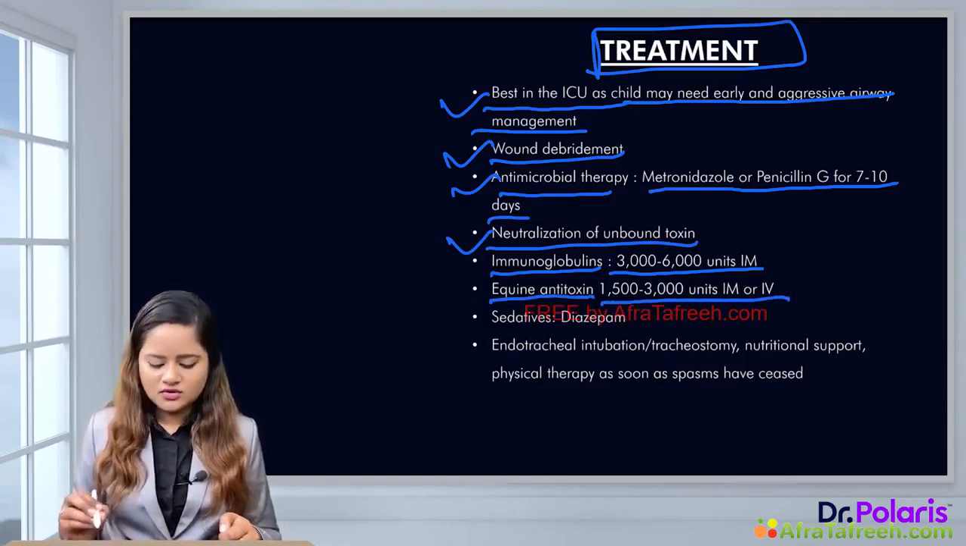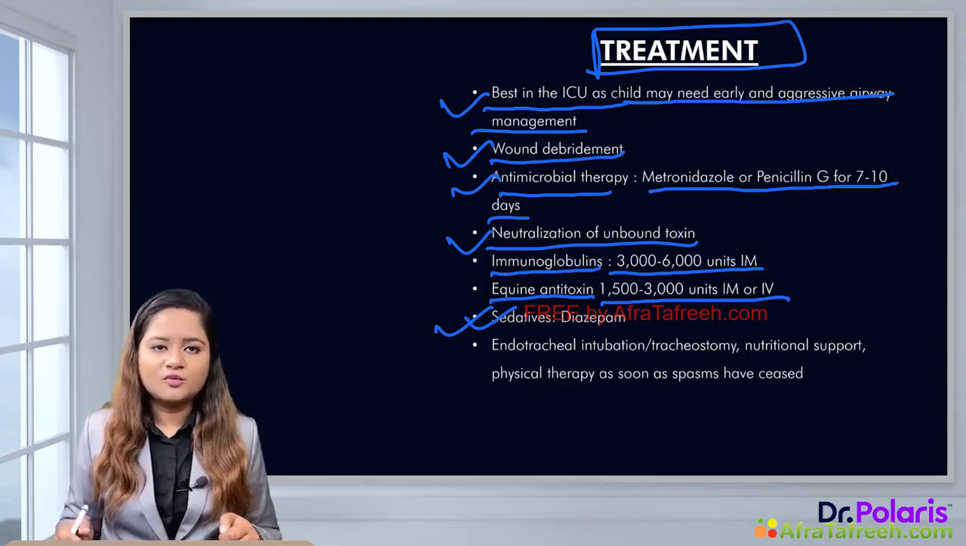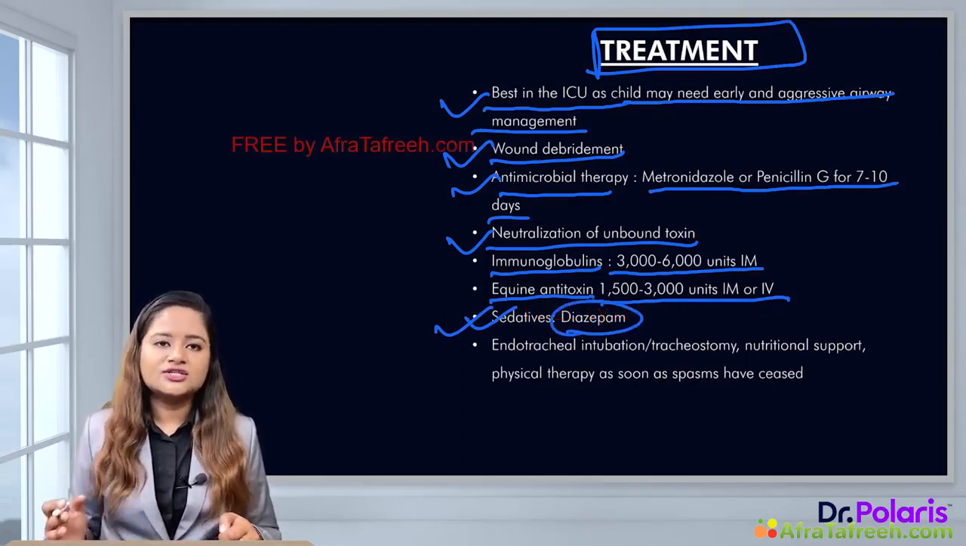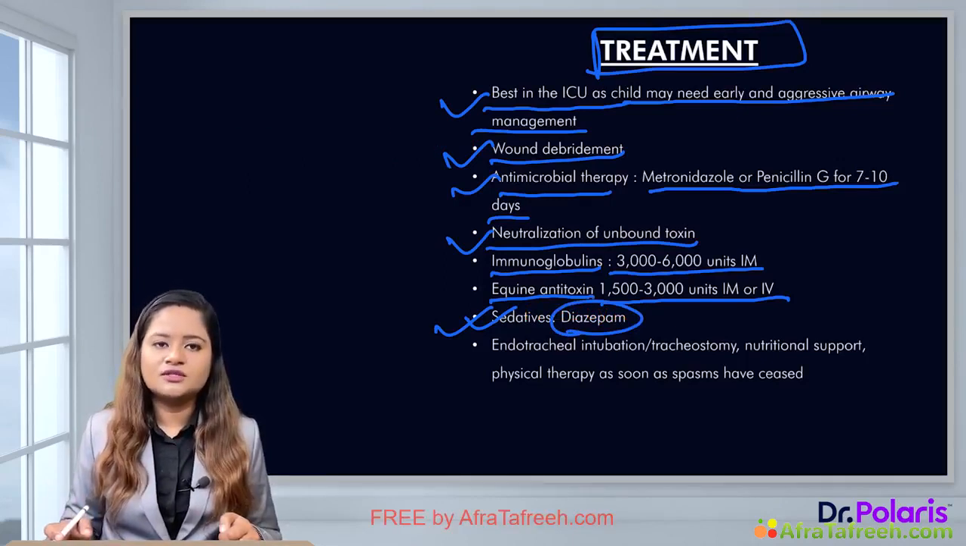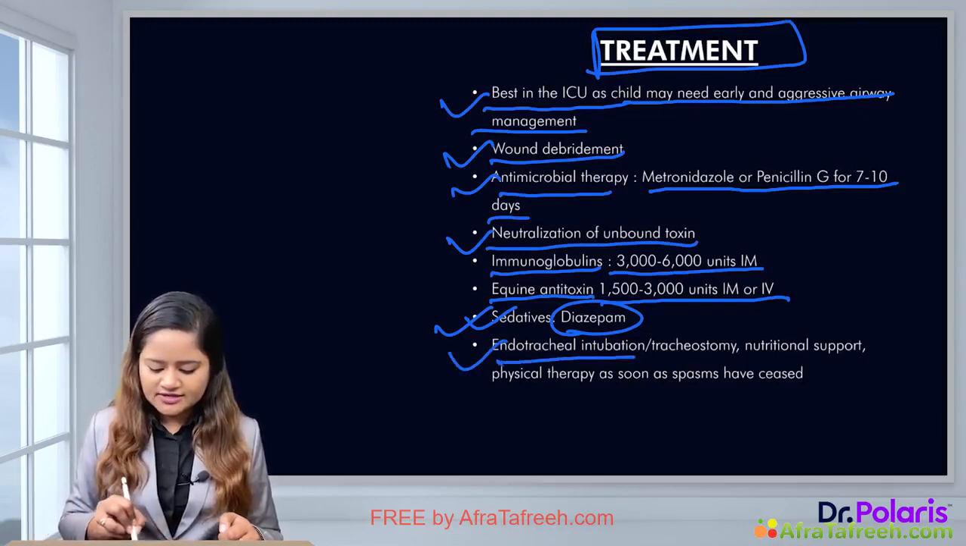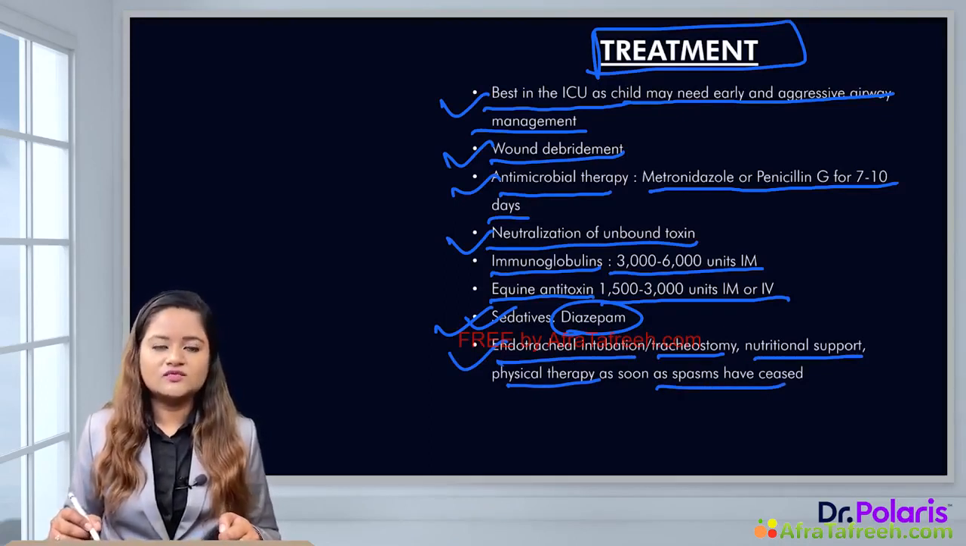units intramuscular or IV, and also to keep the patient sedated is very important. So diazepam can be used to keep the patient sedated and allow the action of these antitoxins to go and further block the action of the toxins formed in the body so that the mechanism can be reversed. Endotracheal intubation, tracheostomy and nutritional support, physical therapy as soon as the spasm have ceased is also very important.